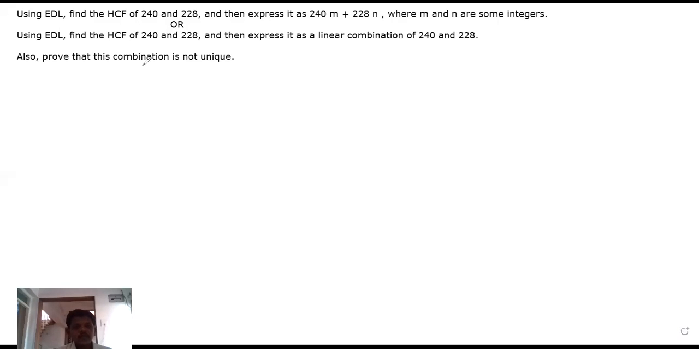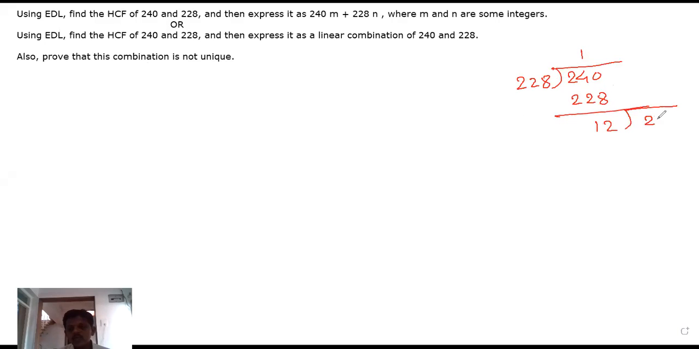Now pay attention here. First of all, we will start dividing. In our rough work, 240 is divided by 228. Obviously, 228 ones are 228. Remainder is 12. If the remainder is not 0, you continue. Now 12 will divide 228.